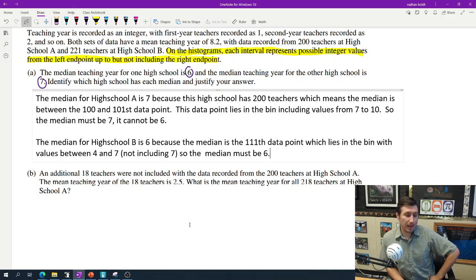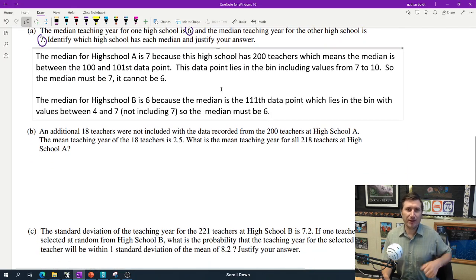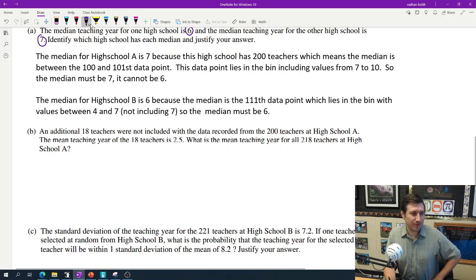All right, next, letter B. An additional 18 teachers were not included with the data recorded from the 200 teachers at high school A. The mean teaching year of the 18 teachers is 2.5. What is the mean teaching year for all 218 teachers at high school A? All right, this is kind of just a funky way of looking at the mean. Then you got to do some sort of fancy algebra.